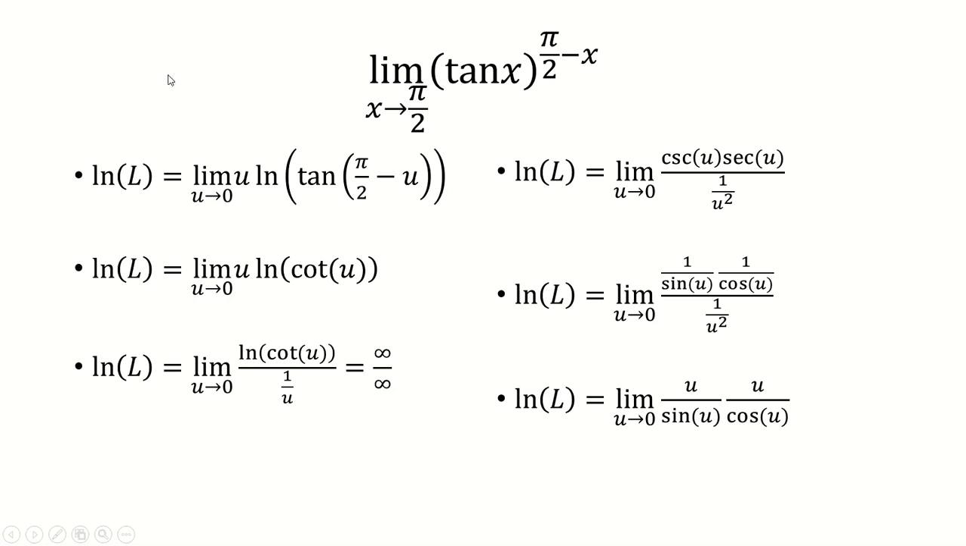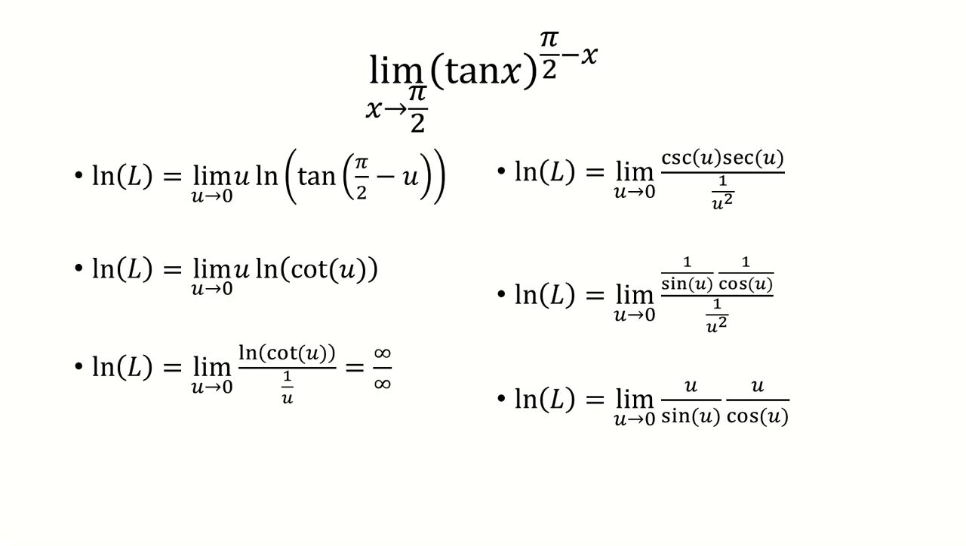Now, tangent of pi over 2 minus u, the cofunction of that is just cotangent u. So we need to solve u times natural log cotangent u. When we're approaching 0, u goes to 0, but natural log cotangent u goes to infinity. So we have a situation of 0 times infinity, which we cannot use L'Hopital's rule on.